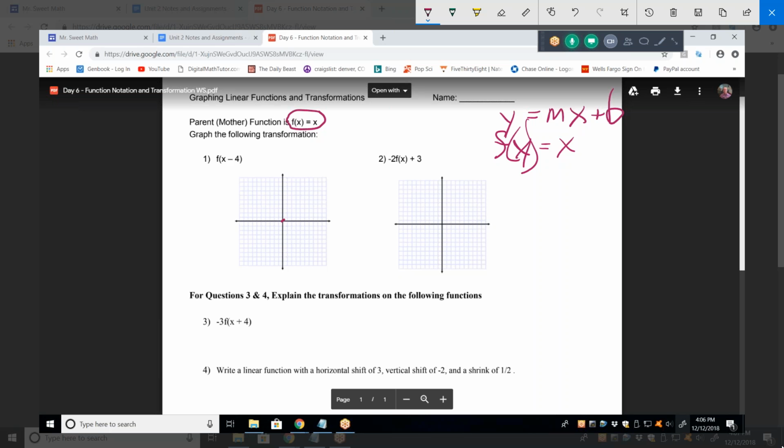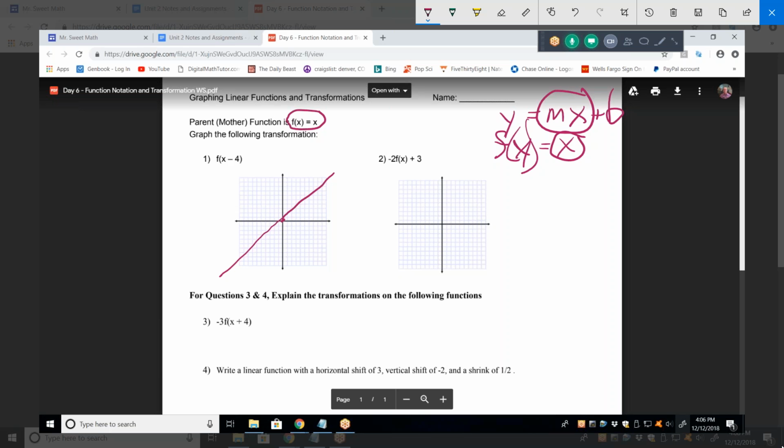What is the slope? 4? Negative 4? No, I'm talking about that one right there. What's the slope of the parent function? Would it just be 1? Yes. So you have an angle that's 45 degrees. That line is y equals x.